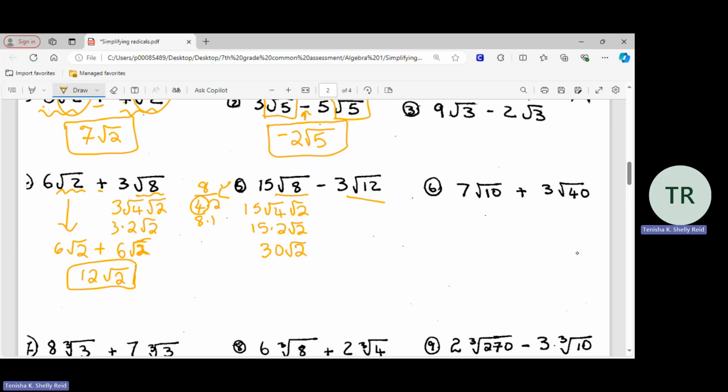Now let's approach the 12. Well, factors of 12: 12 and 1, 6 and 2, 3 and 4.